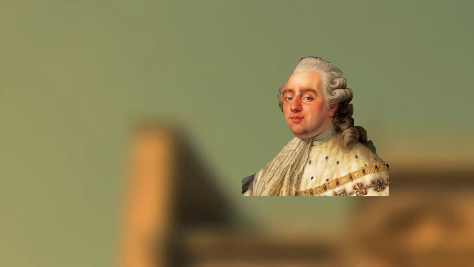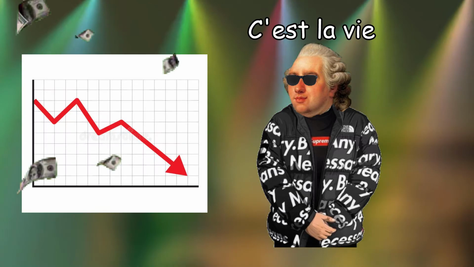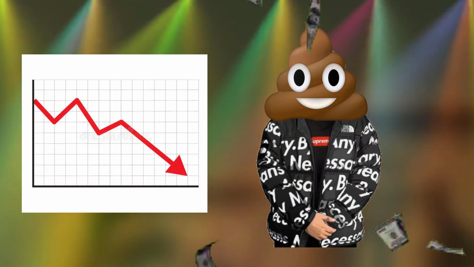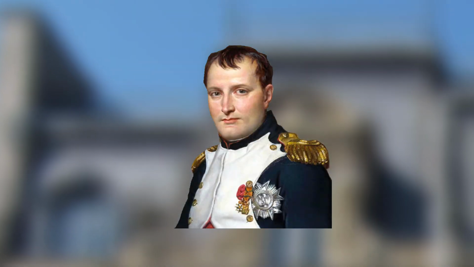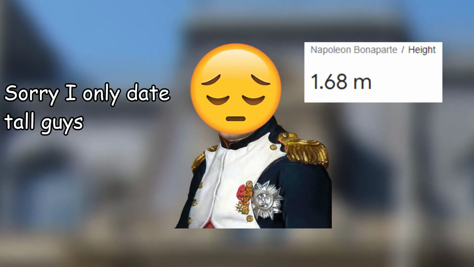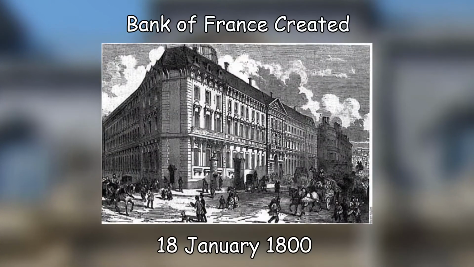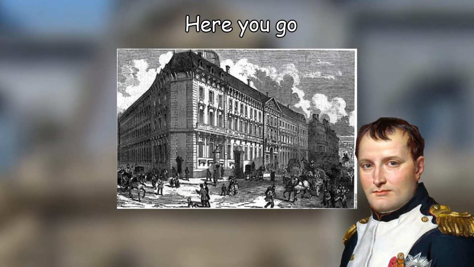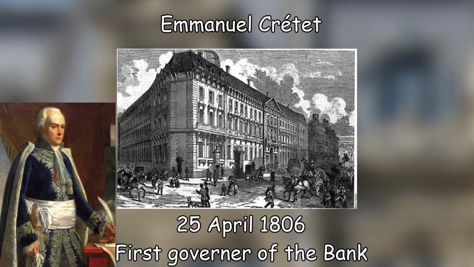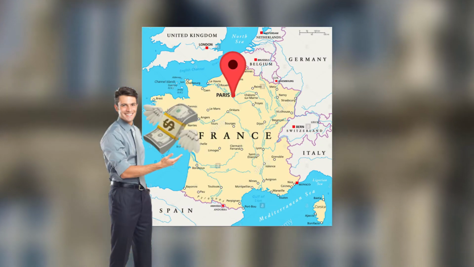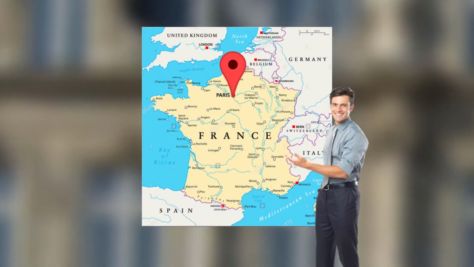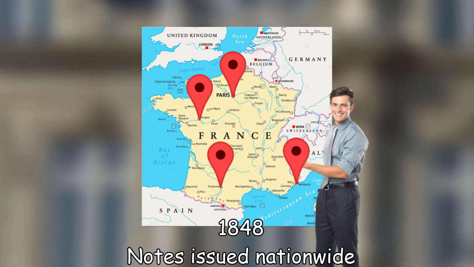Back when King Louis XVI was wasting money and causing economic ruin for his country like the doo-doo head he was, central banking wasn't really a thing. But when everyone's favorite Napoleon Bonaparte became the first consul of France, he formed the Bank of France in 1800. He gave his supporters who worked in banking ownership of the bank. Before, the bank in Paris used to be the only place where money could be distributed. However, in 1848, money was being issued from major cities throughout the country.